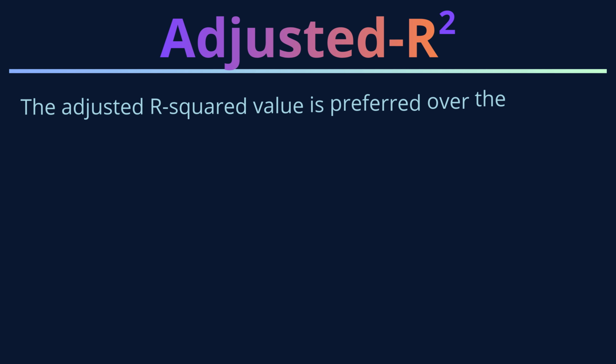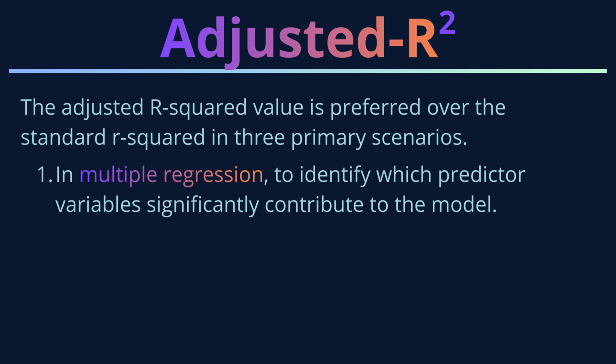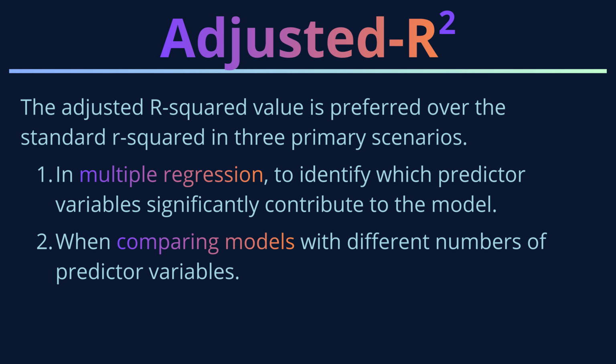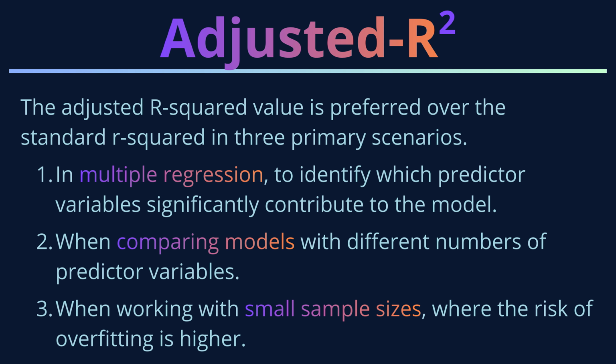The adjusted R-squared value is preferred over the standard R-squared in 3 primary scenarios. First, in multiple regression, to identify which predictor variables significantly contribute to the model. Second, when comparing models with different numbers of predictor variables. And third, when working with small sample sizes, where the risk of overfitting is higher.